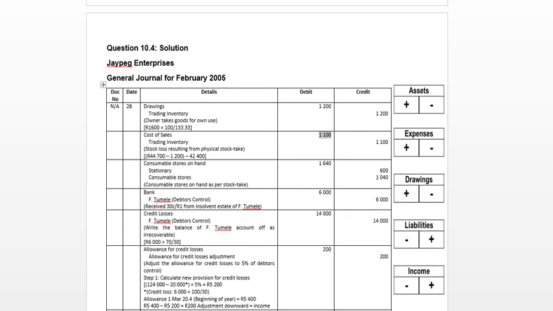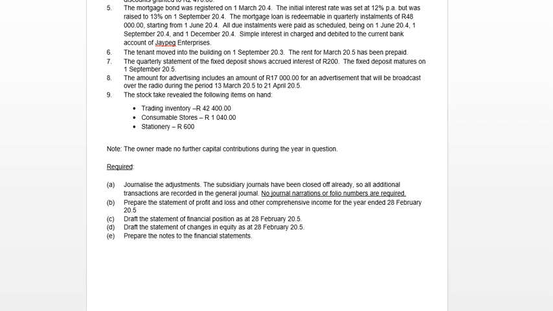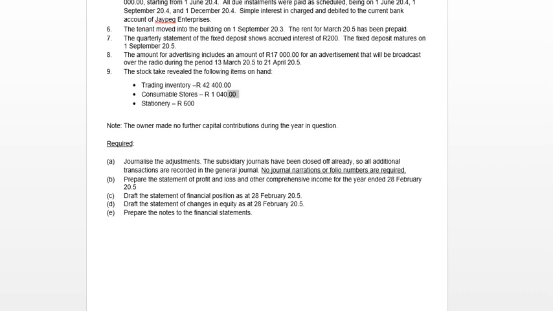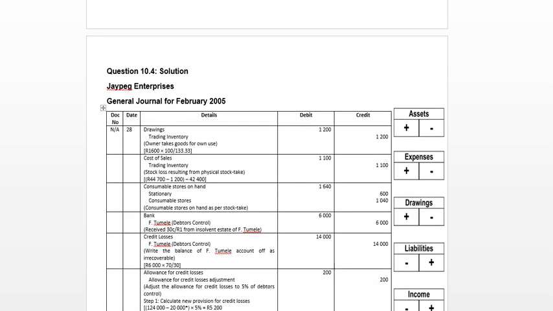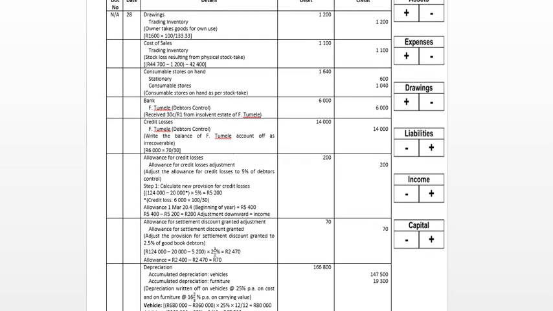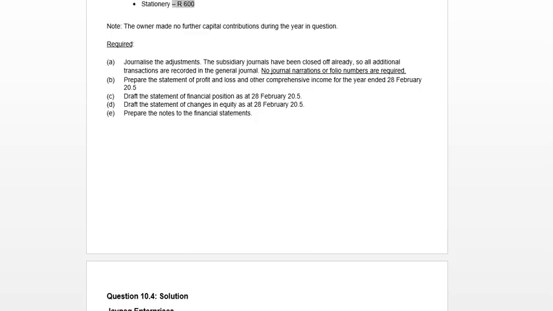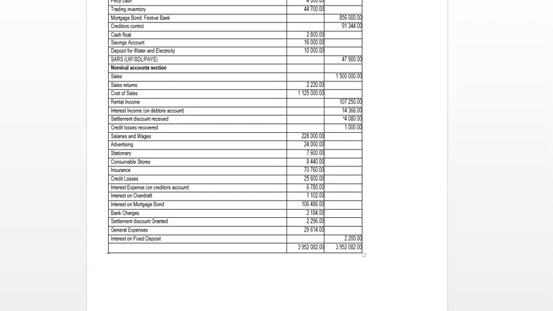Because we need to take into account for this loss in inventory. And then finally, we have our consumable stores of 1,040 and our stationery of 600 Rand. So this is still stationery and consumable stores that we can use in the next financial year. So in other words, if we look at it, our expenses towards stationery was 7,600 Rand, but 600 Rand of that we can still use in the next financial year. So we're going to take out 600 Rand and we're going to take it to the next financial year.